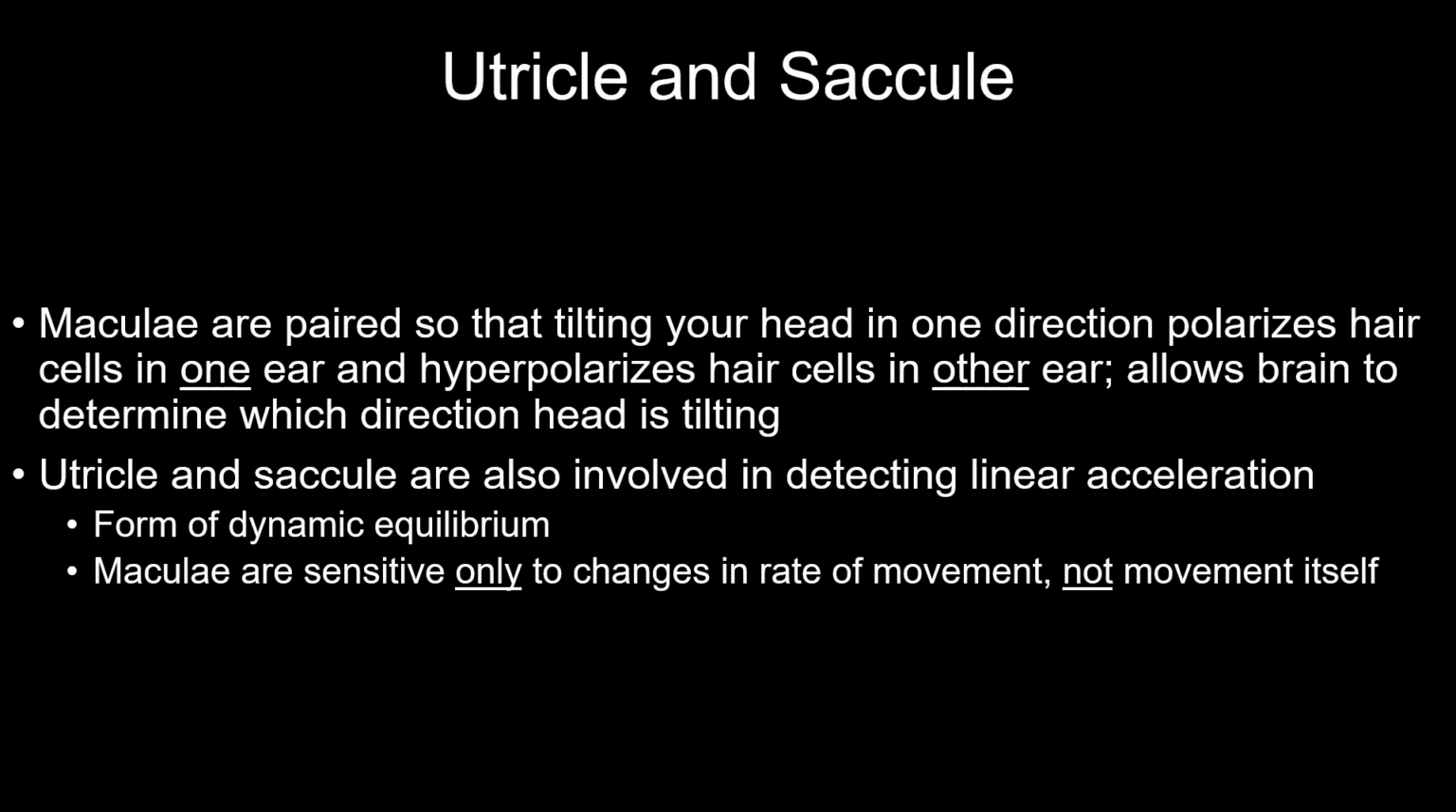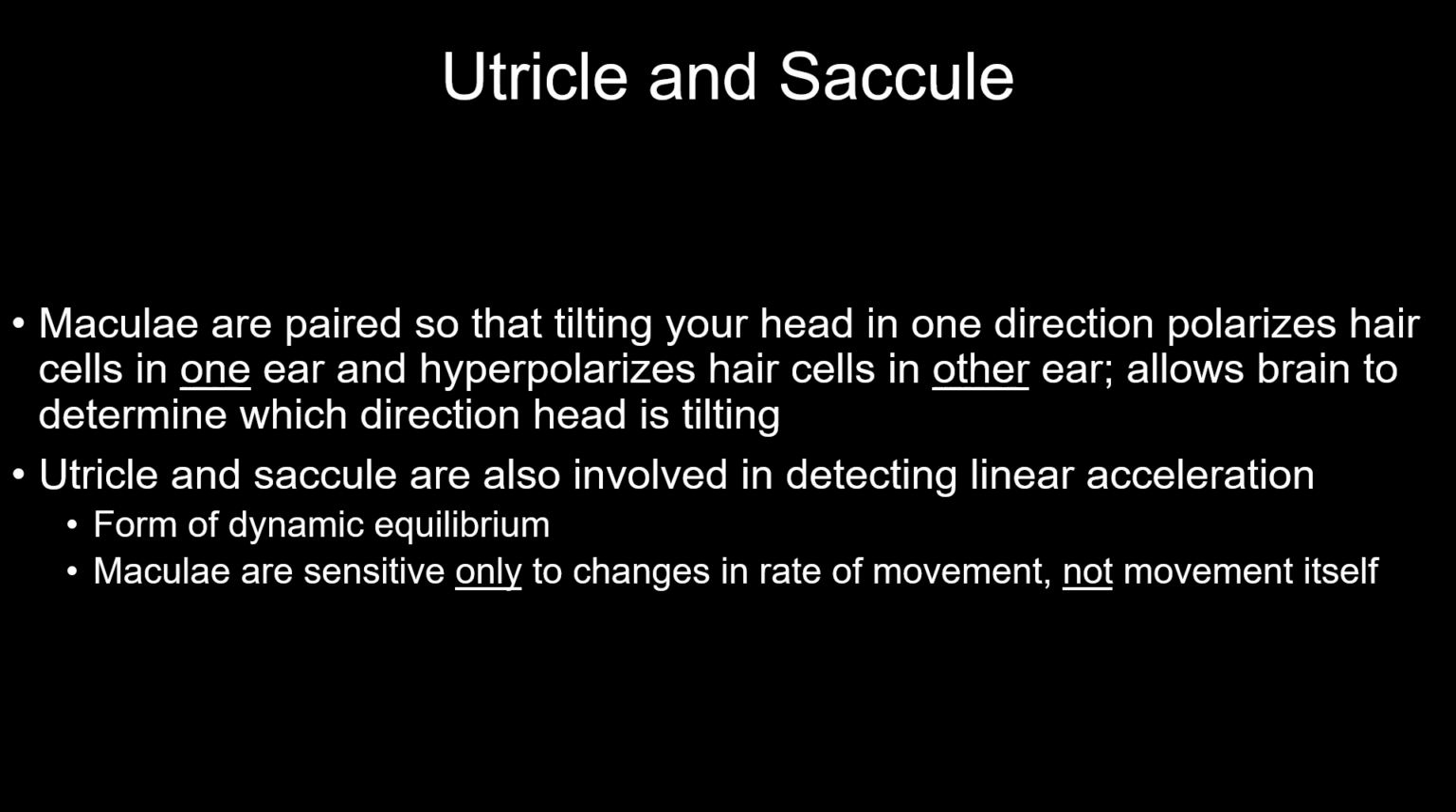Now, because there's a utricle and a saccule and the maculae are paired, so there's one in each ear, tilting your head in one direction is going to depolarize hair cells in one ear while hyperpolarizing them in another. And so this increases action potentials in one vestibular nerve, decreasing them in another. The brain interprets this combination of signals as understanding the tilting of your head in a particular direction.